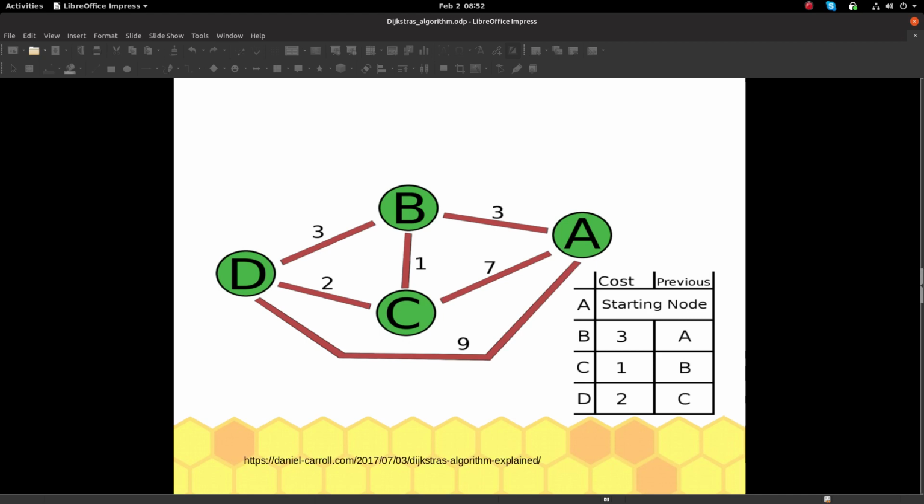Now we only need to compare C to D. We must first consider C's current total cost. This looks like 1, but we have to remember that it was just the edge B to C, so we have to take into account the total cost all the way back to A. So we take CB, which is 1, and add BA, which is 3, and we add the new path CD, which is 2, to get 6. And 6 is not less than 6, so we do nothing, and we are done.